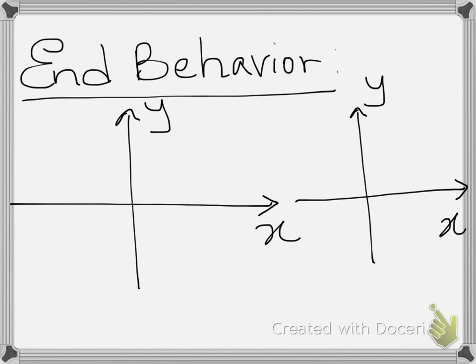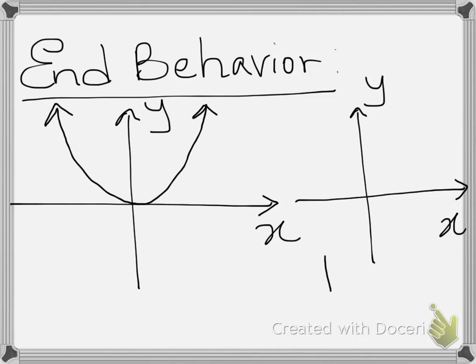Let's talk about the end behavior of a polynomial. The end behavior of a polynomial is what happens to the polynomial graph as x grows large in the positive or in the negative direction. So let's look at the graph of y equal to x squared and talk about the end behavior. As x is growing large, y is also growing large. As x is going in the negative infinity direction, y is also going up.